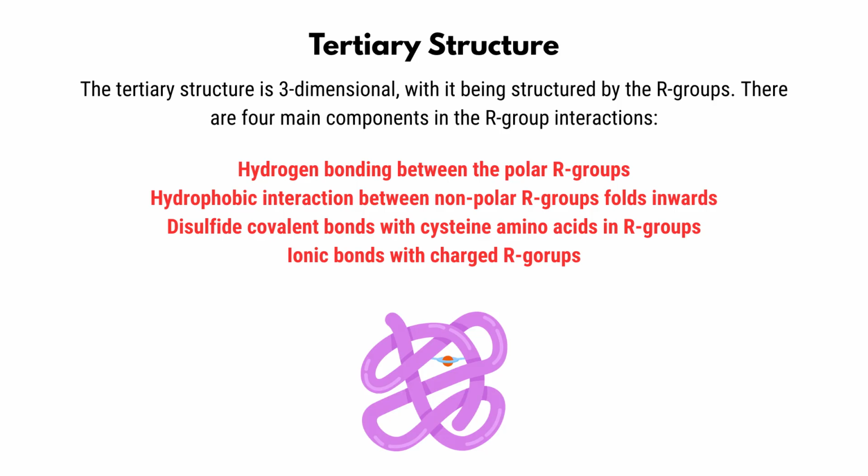There's also the disulfide covalent bonds, which is sulfur ions that try to bond together as a result of the cysteine amino acids in the R groups. Well, the R groups are the sulfide in the R groups, I mean. And then there's obviously the ionic bonds with charged R groups, which bond together through electromagnetism.